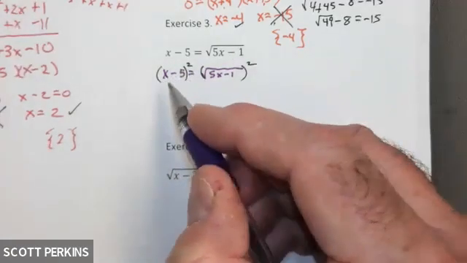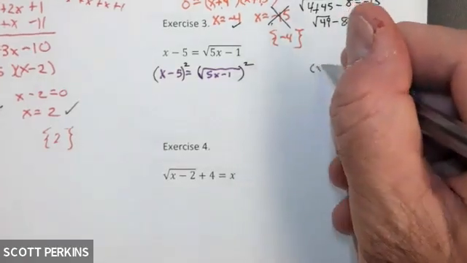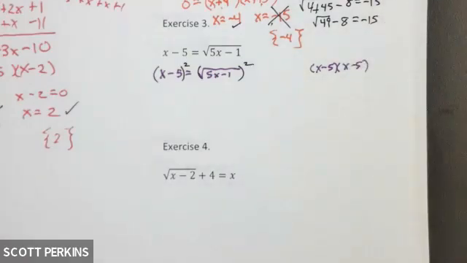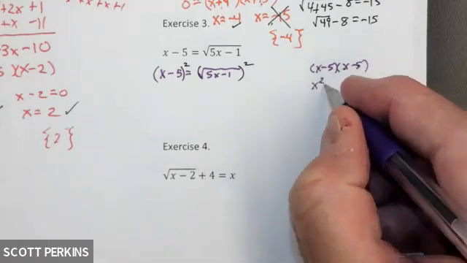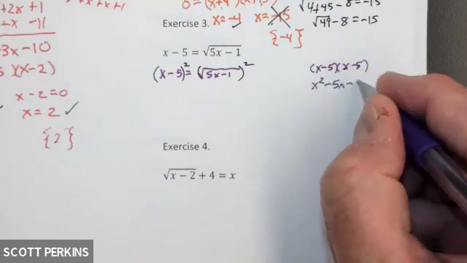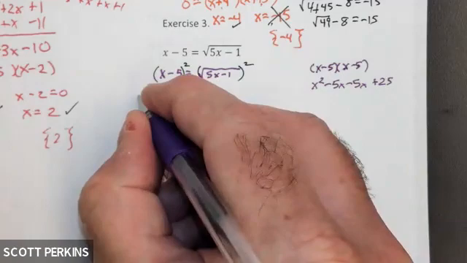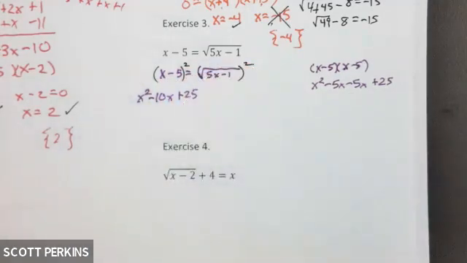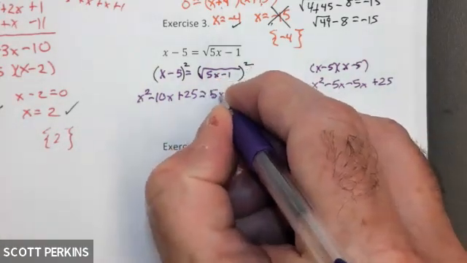And so on the left side, the x minus 5 squared, I've got x minus 5 times x minus 5. When I do that, my firsts, outers, inners, lasts: my firsts give me x squared, my outers are negative 5x, my inners are negative 5x, and my lasts are plus 25. So the left side of this is x squared minus 10x plus 25. On the other side, you square the square root and you get 5x minus 1.